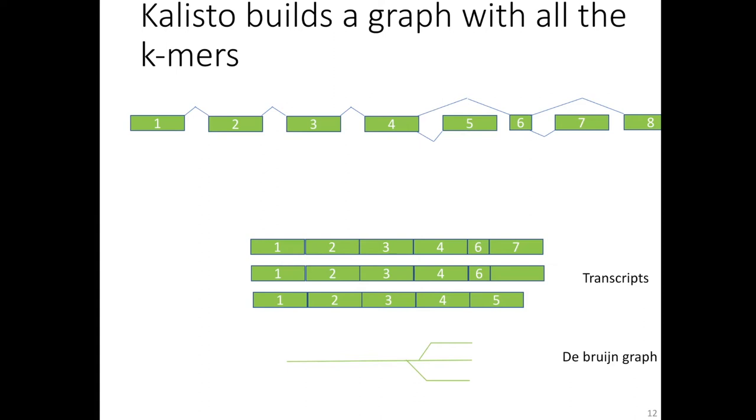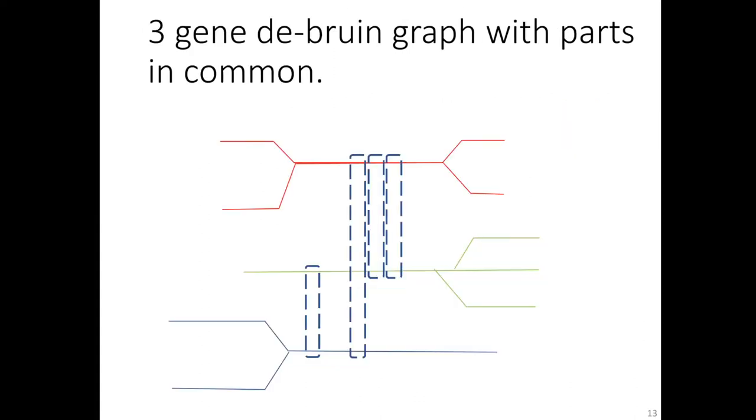Pseudo-aligners. Okay, so you have 3 genes, but of course there will be some k-mers that are the same for the different genes. So here you have some examples. You have one example here where you have an overlap between the green gene and the blue gene. You have one here where you have an overlap between all the 3 genes. And here you have 2 examples where there's an overlap between the red gene and the green gene.